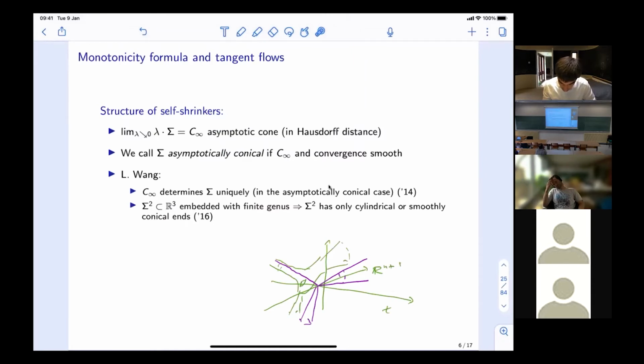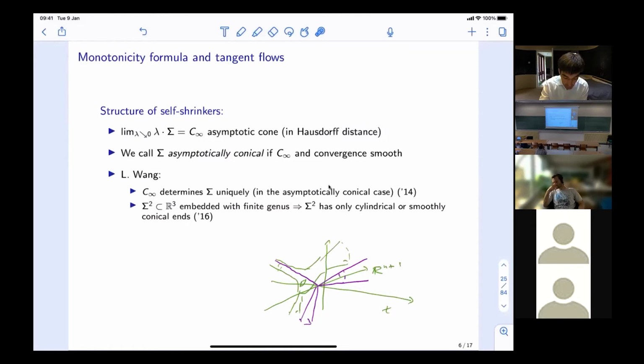Now what you can do here, you can look at this flow and do a tangent flow around that point. So you rescale around that point. But you see, you have here a cone. So what you get as a result is that the tangent flow here will split a line. The tangent flow splits a line, but then you have a two-dimensional self-shrinker which splits a line. So the cross-section has to be a one-dimensional self-shrinking curve. But all the one-dimensional self-shrinking curves are classified.